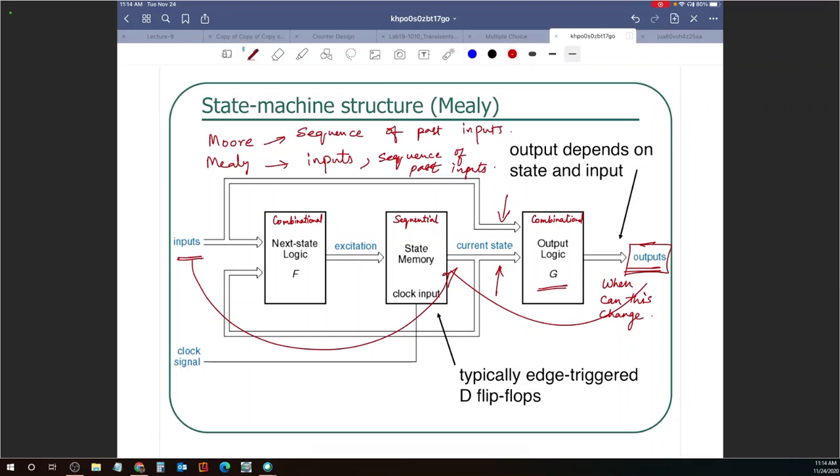All right, we can come back to this slightly later after our class time ends if there is a need to do this. But I feel like if you zone in on this statement, Moore depends on the sequence of past inputs and Mealy depends on inputs as well as the sequence of past inputs. That's the key there.